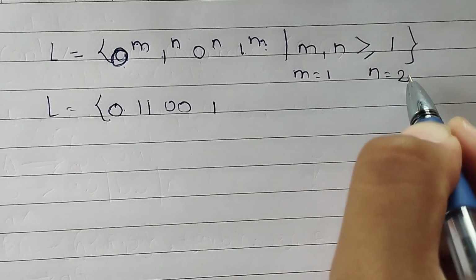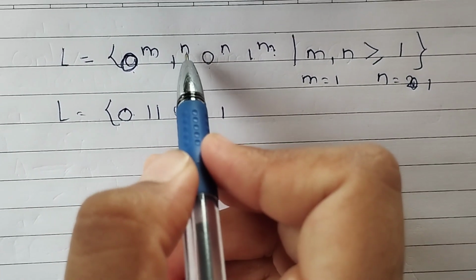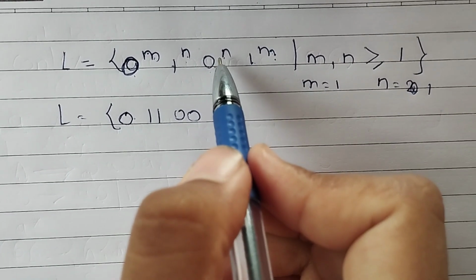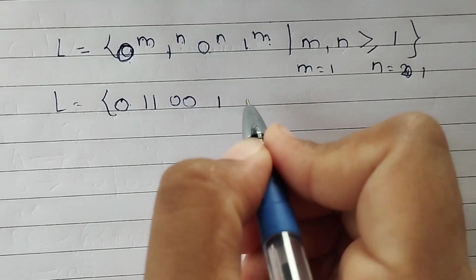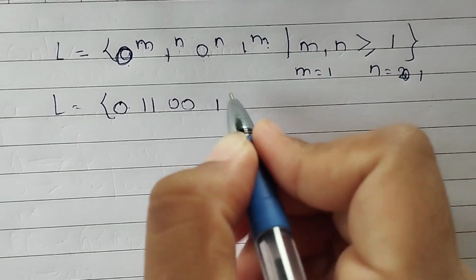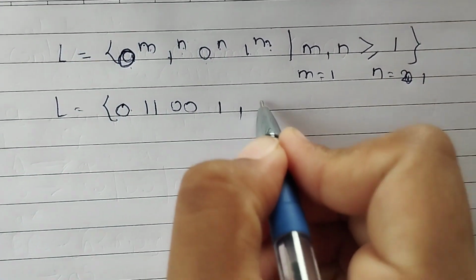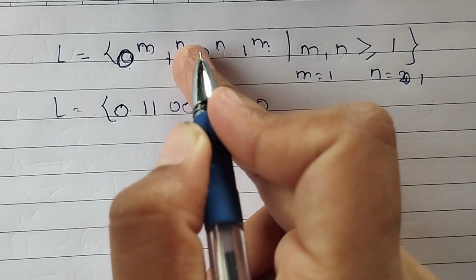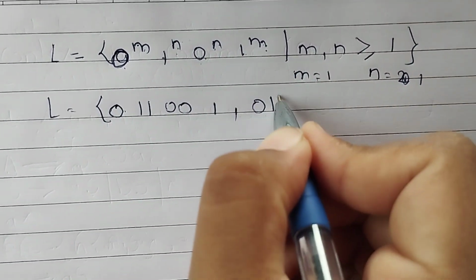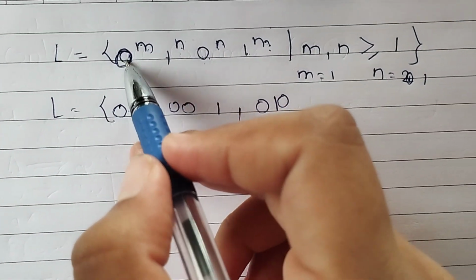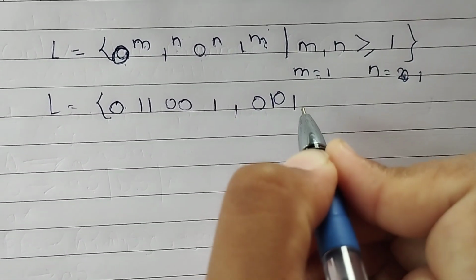If my n is equal to 1, that time this 1 comes one time, 0 also we write one time, because 1 raised to 1, 0 raised to 1. So here again, m I consider 1, and n is also 1. Then 0 raised to 1 is 0, and 1 raised to 1 is 1.